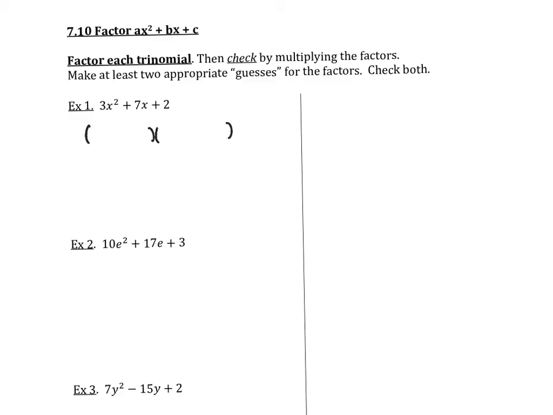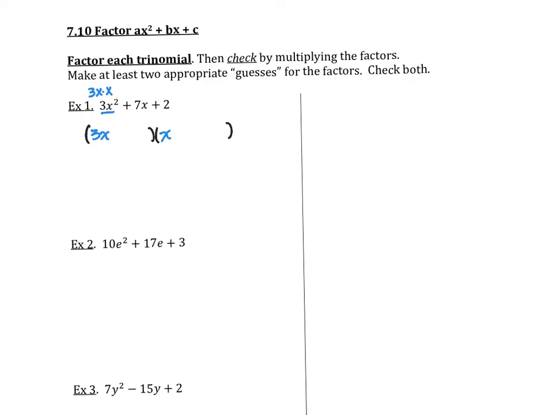Okay, so for the first one, it says 3x to the second plus 7x plus 2. I'm going to look at the first term. It's 3x to the second. I have to think of 2 factors of 3x to the second. So what do I multiply to get 3x to the second? I could do 3x times x. Since I'm guessing, let's try that: 3x times x in the first spot. Or you could do 3x times 1x.